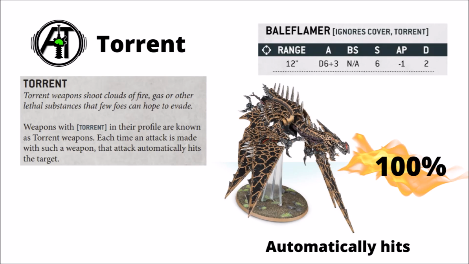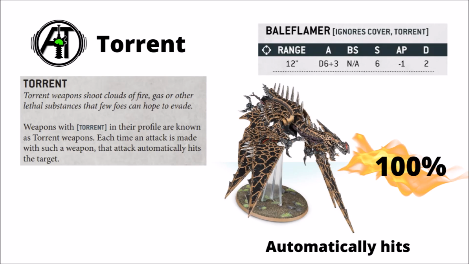Torrent rules are basically the flame weapons of Warhammer 40k for the most part. These ones are nice and simple and just don't need to roll to hit. Every attack that they land just auto hits the enemy, so their Ballistic Skill is usually listed as not applicable. Say, for example, if a Helldrake attacks with its Baleflamer, it gets D6+3 attacks, so a dice roll plus 3. All of those attacks just auto hit whatever it attacked, and then you roll to wound at the Strength 6 profile versus the enemy's Toughness.